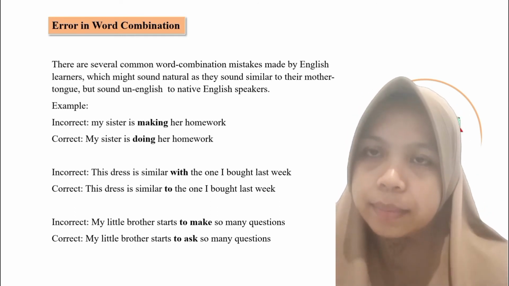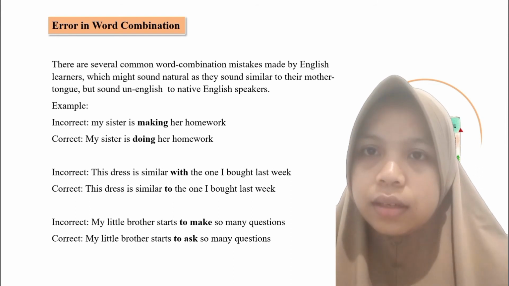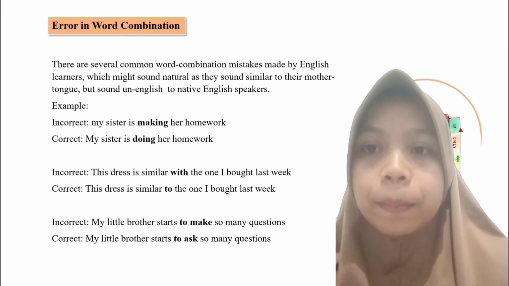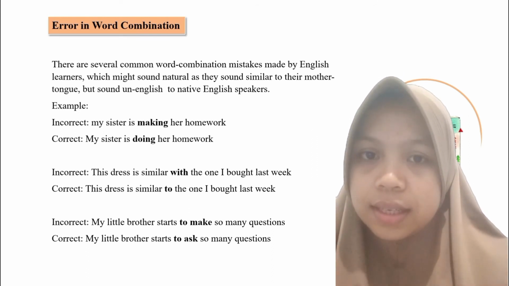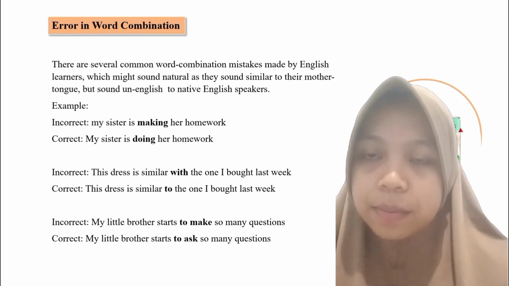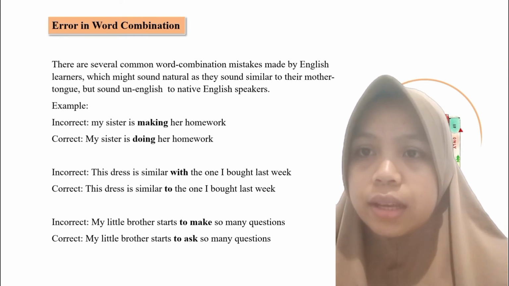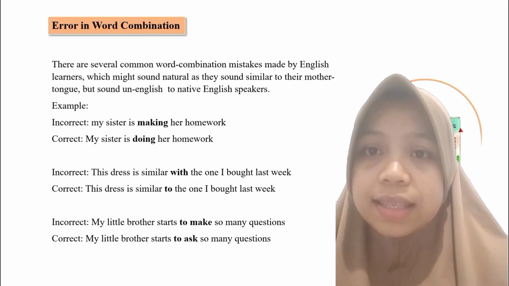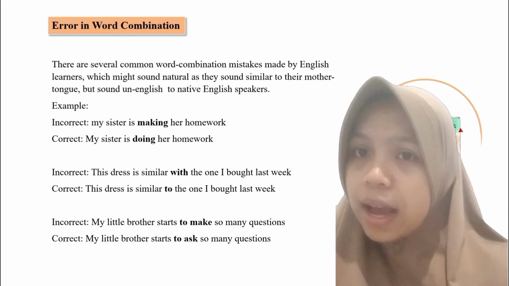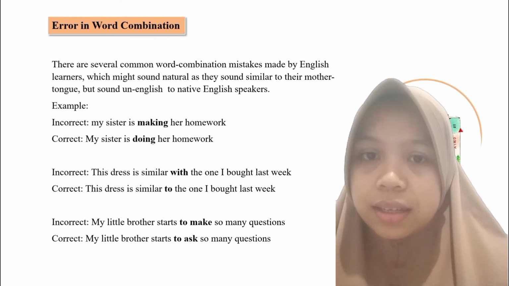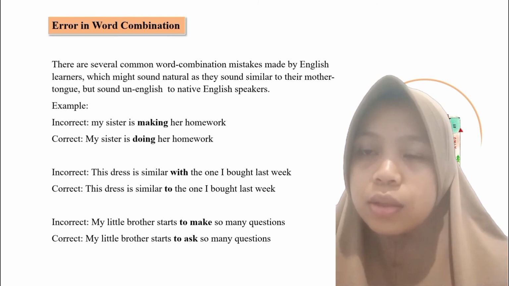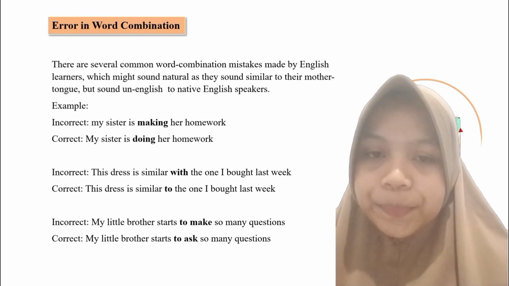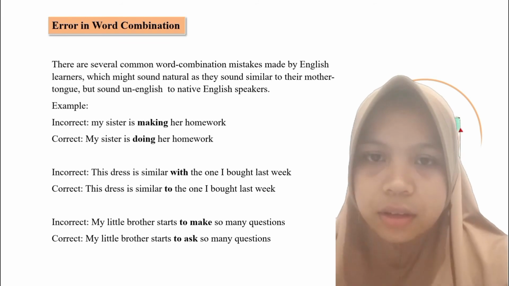And the last example is, as you can see, the incorrect sentence is, my little brother starts to make so many questions. And the correct sentence is, my little brother starts to ask so many questions. So in this sentence, we use to ask, not to make. To ask so many questions, not to make so many questions. So I think that's all from me.